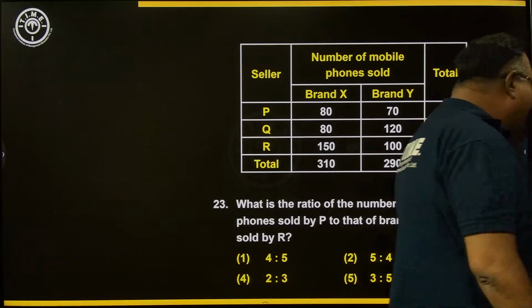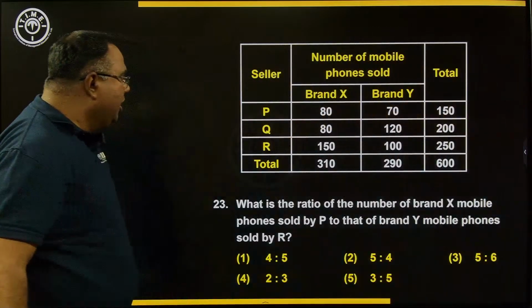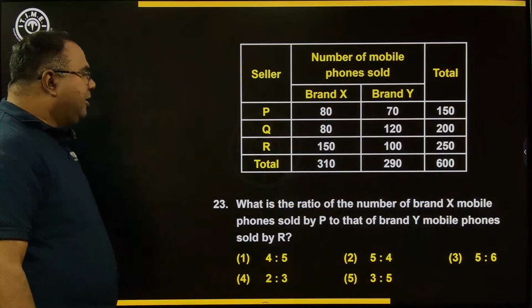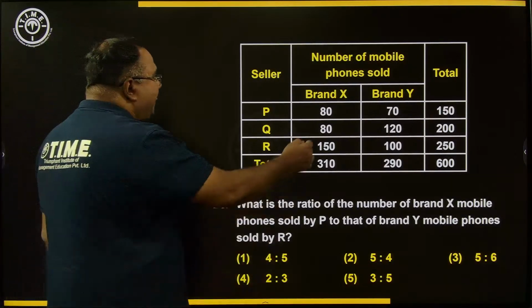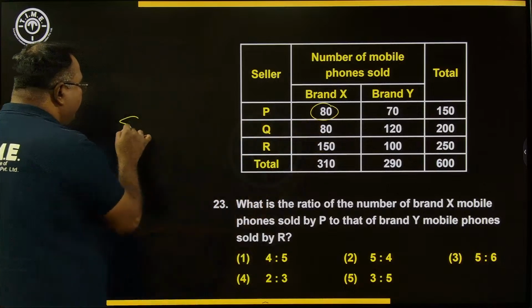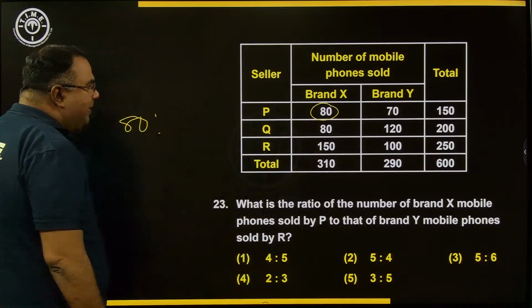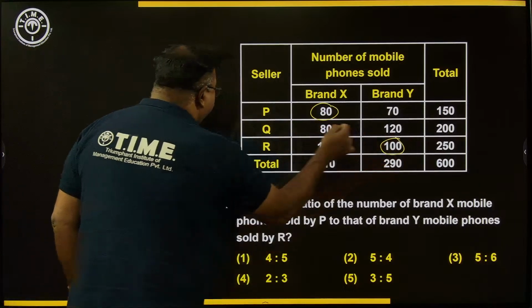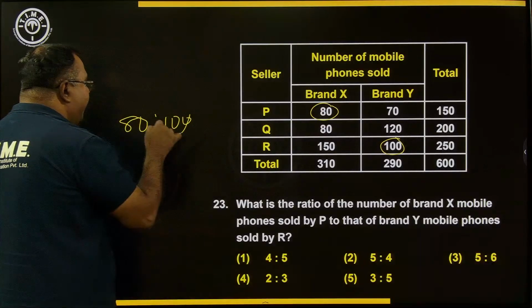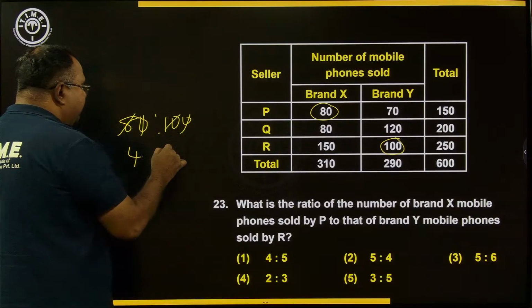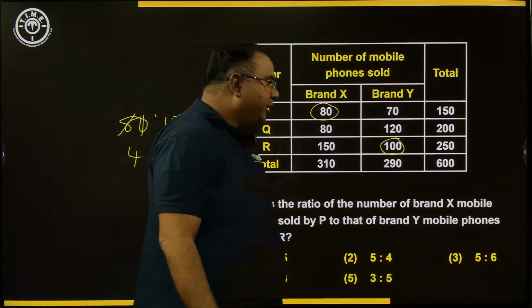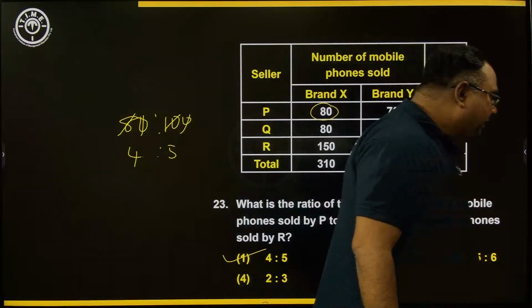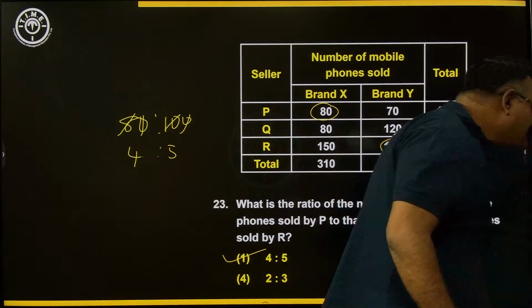Ratio of number of brand X mobile phones sold by P to brand Y mobile phones sold by R. Brand X by P, 80, is to brand Y by R, 100. 2 4s, 2 5s. So ratio 4:5. First option should be your answer. Correct answer. SRS, correct answer. And Bharani also correct answer. Good.